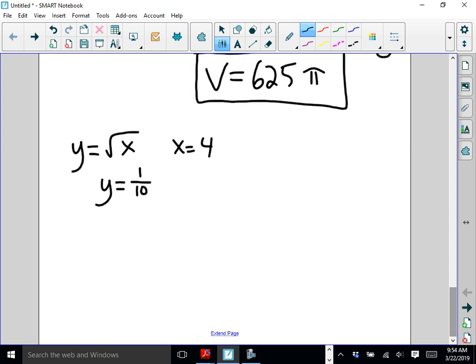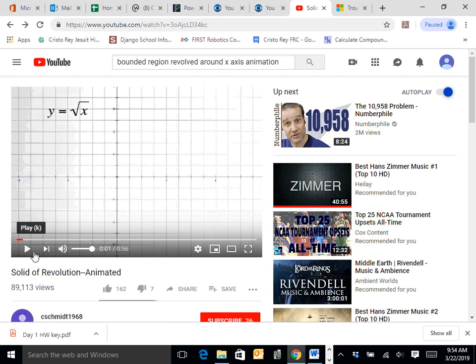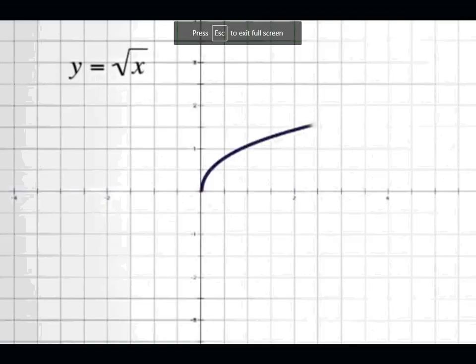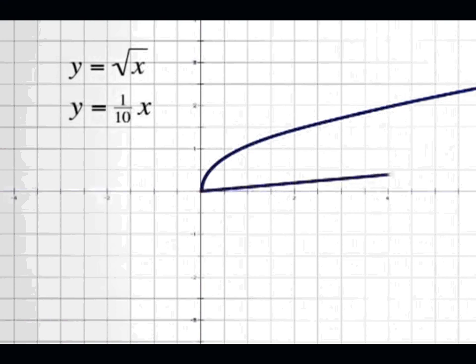Okay? And I just want to give you a visual here. So three-dimensionally, this animation is a little bit better. I'll include the link to this YouTube video in the comments so you can see what this looks like. But here's what it looks like. So there's our root x. Here comes y equals 1/10 x. It's also going to have a y-intercept of 0. And here comes the vertical line x equals 4.